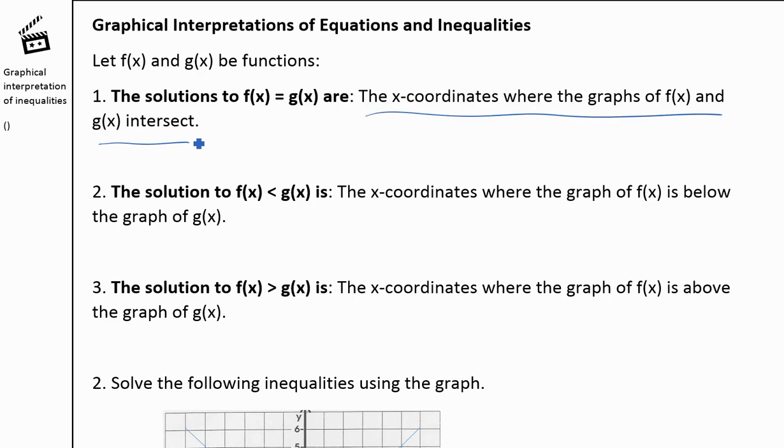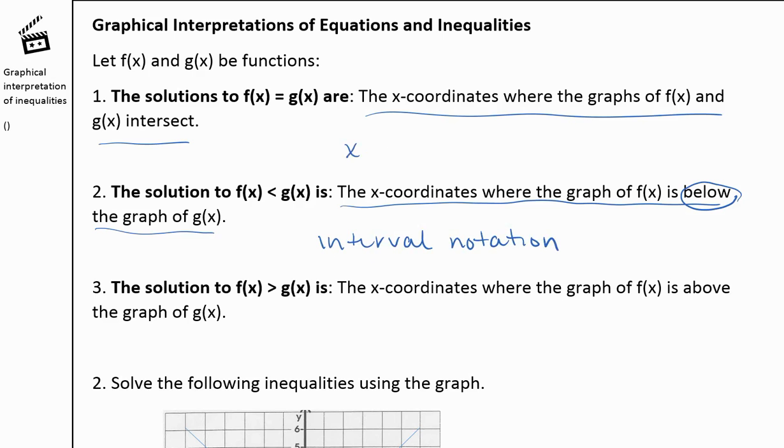Okay? If you want to find where f of x is less than g of x, those would be the x coordinates where the graph of f of x is less than the graph of g of x. Okay, and normally we'll write this in interval notation. These will normally just be like x values, a few numbers.